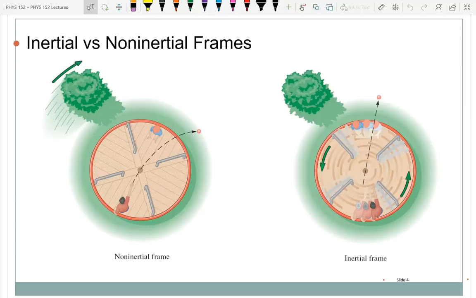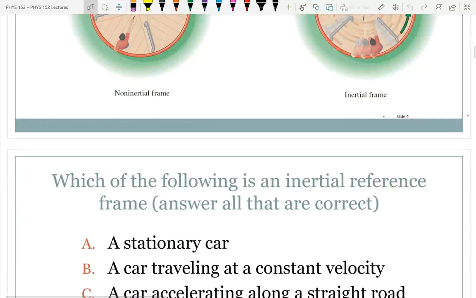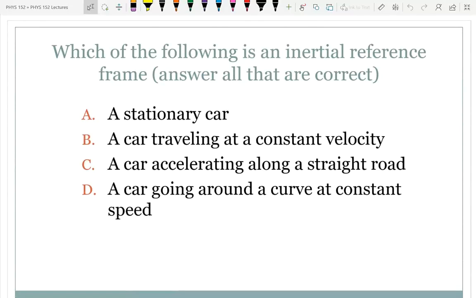Next time you go to the park, you need to take a ball, make it spin really, really fast, and play around. Observe some non-inertial reference frame physics, because it's fun.